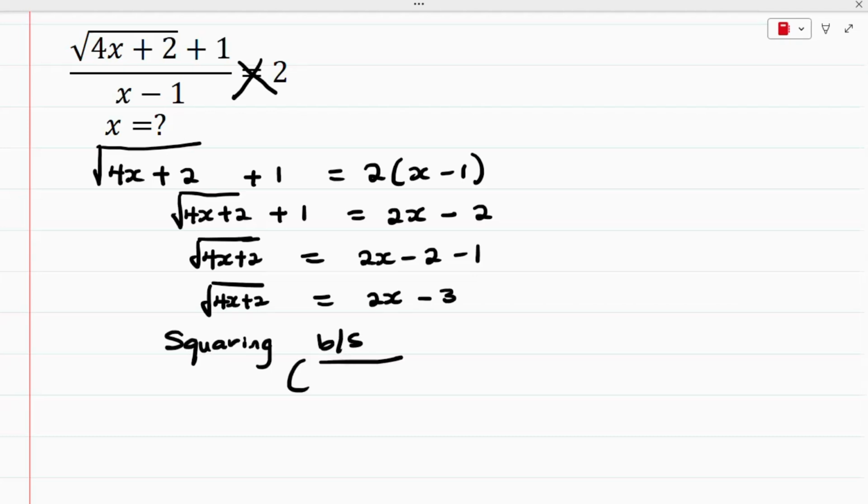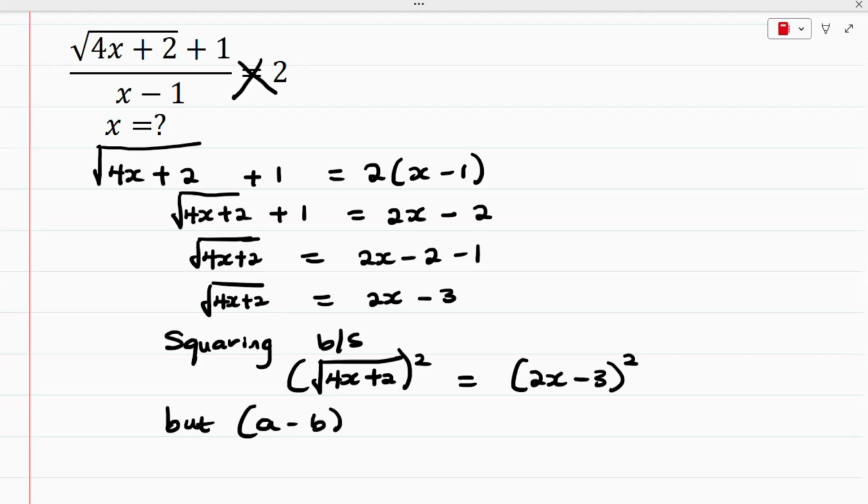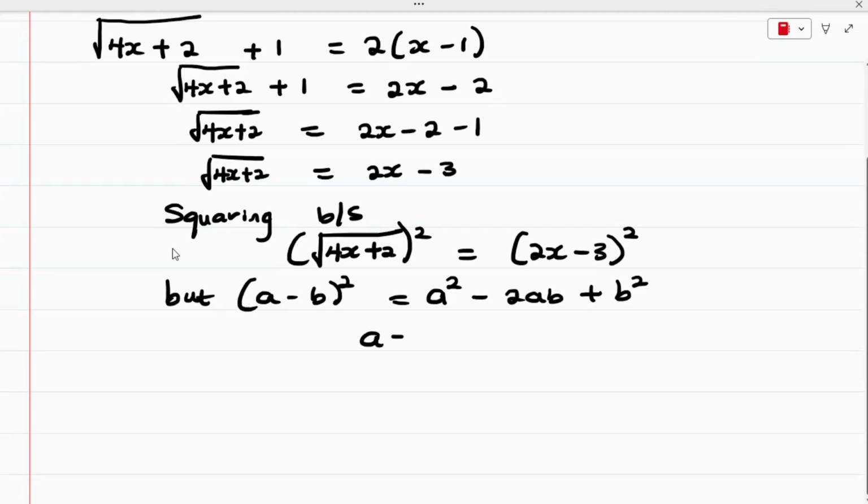So we have the square root of 4x plus 2 all square is equal to 2x minus 3 all square. But we know that if we have a minus b all square, this is equal to what? A square minus 2ab plus what? B square. Alright? Whereby we have that a is equal to what? 2x and b is equal to what?